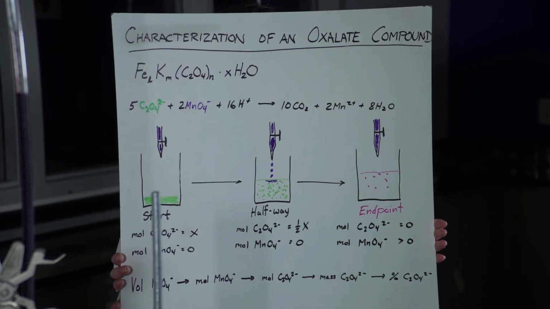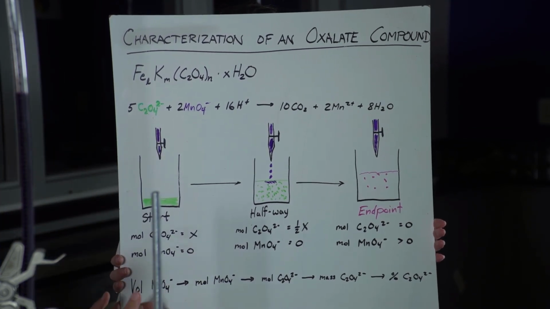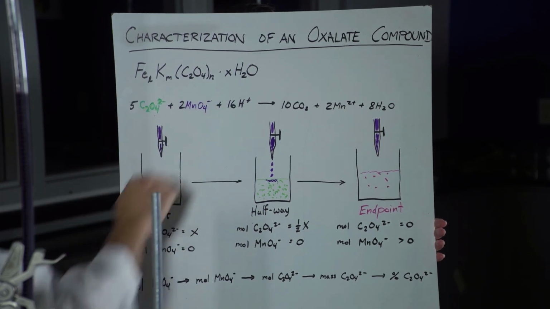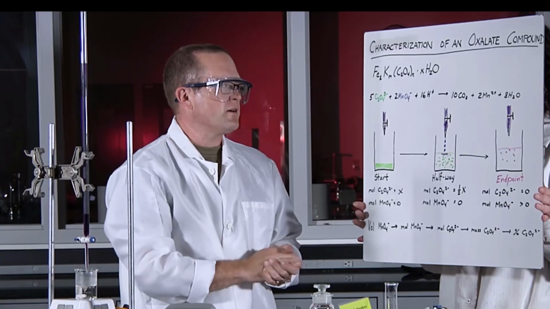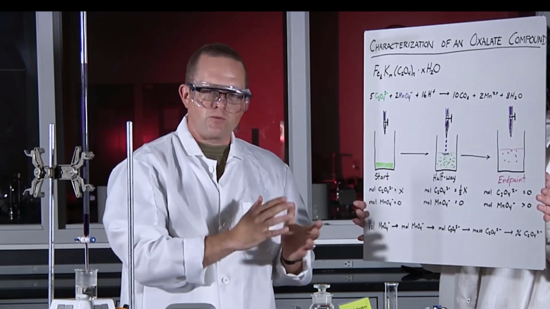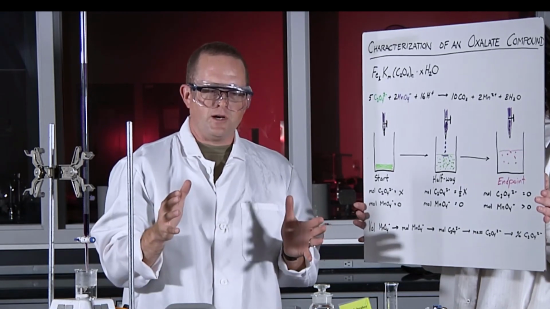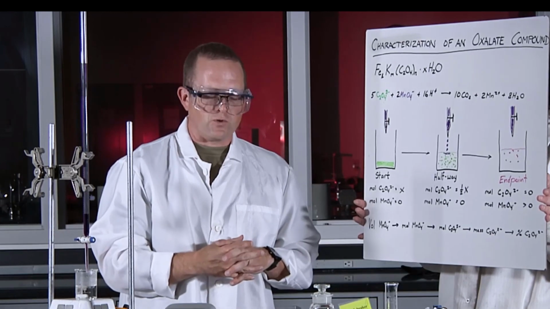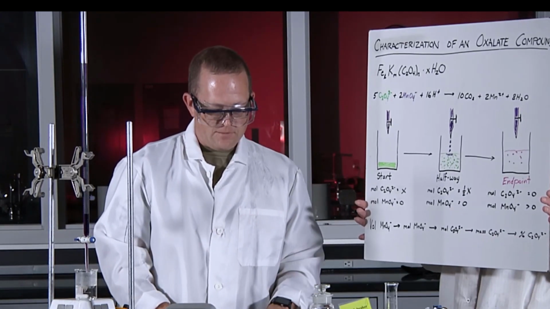And then by taking the mole percent of oxalate and the already known mole percent of iron and the already known mole percent of water, you can use that information to calculate the mole percent of potassium and round that all out to integer numbers, and there you have your empirical formula. And that is the end of the lab.